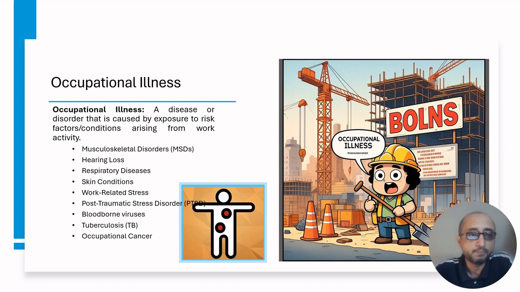Similarly, other diseases: if your hygienic conditions are not good, you may get diseases like hepatitis A, B, C, or other diseases like TB. Similarly, occupational cancer: if you are working with very dangerous elements or materials like asbestos, lead, or silica, these may lead to cancer or diseases like that. So any bad condition or disease that comes due to work activities is called occupational illness, and it is the responsibility of the organization to ensure that its workers are protected from any disease.